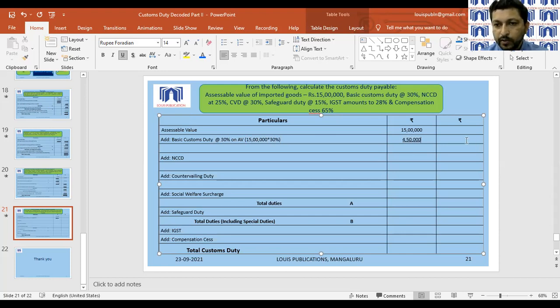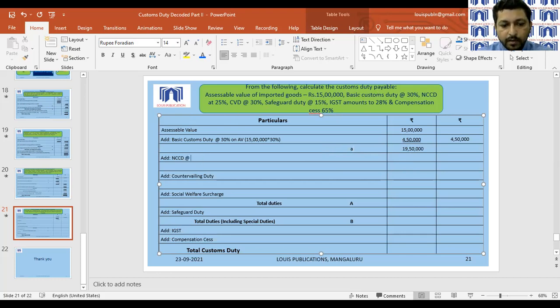4,50,000 will be the value. So I record the same number, 4,50,000, in the outer column. And I total this. I get 19,50,000 as the number. I call this letter A, that is small a. 19,50,000 as the value. Then there is NCCD to be levied at 25%.